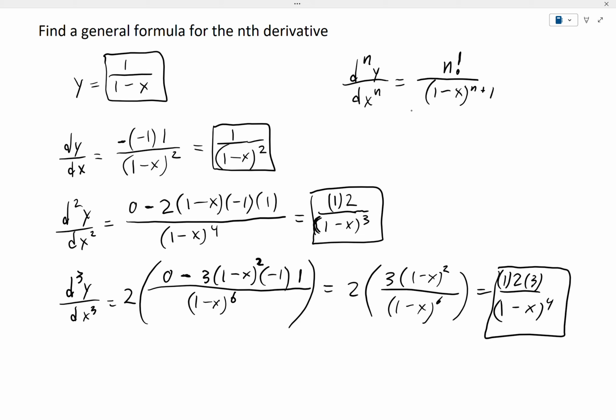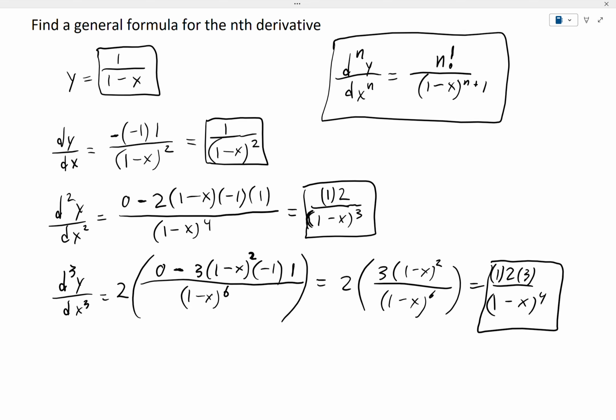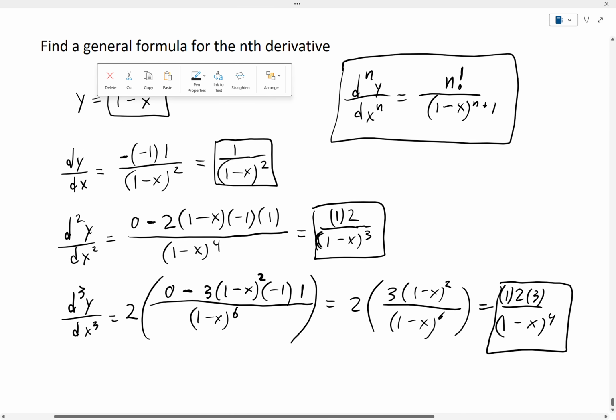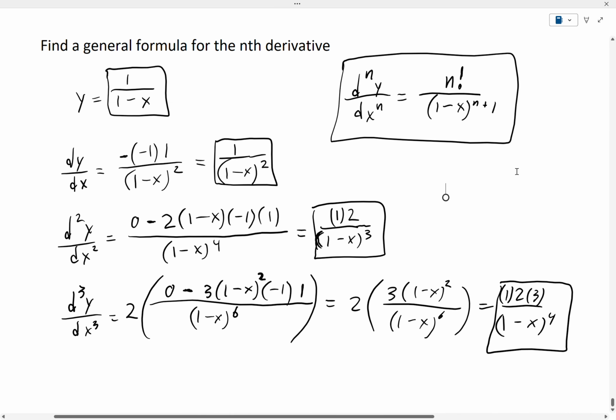In the denominator, we have this power function down here. So this is a formula for the nth derivative of this specific function right here. So it doesn't work for every function, but if this is your function, this is an equation that allows you to find the nth derivative.